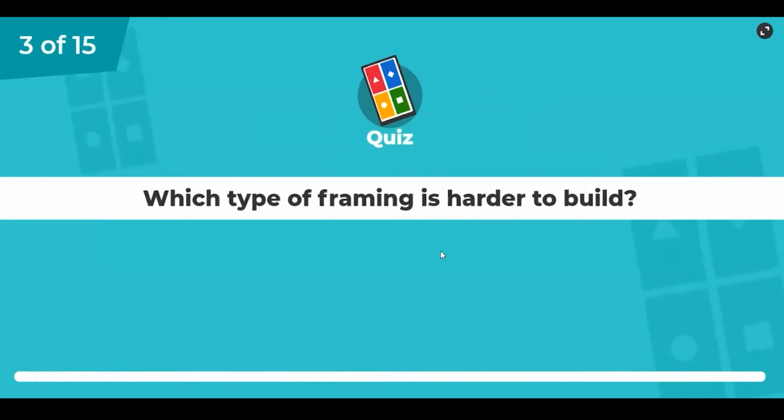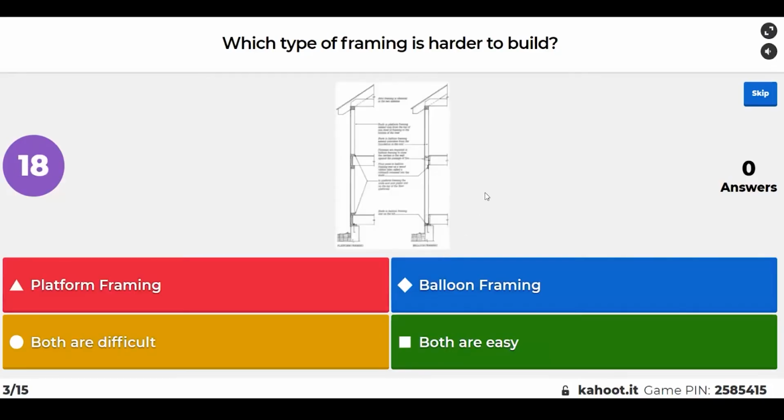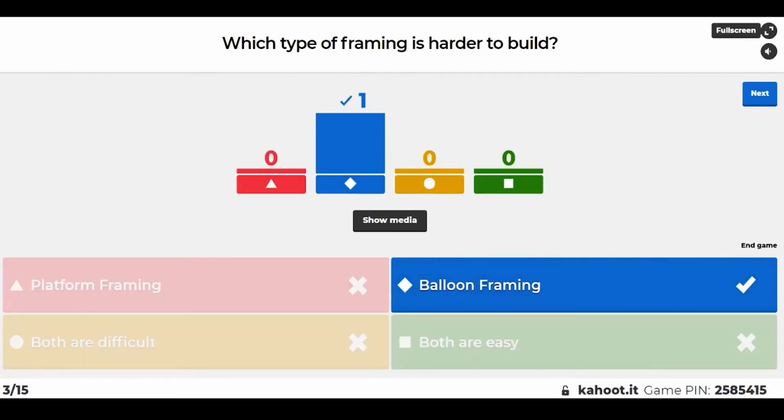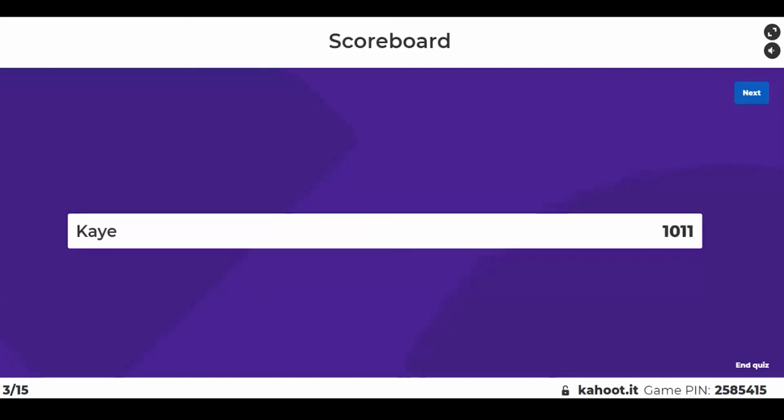Which type of framing is harder to build? Oh, I think I remember her saying that for the balloon framing, you have to get the measurements, and it has a very intricate way of connecting the floor slabs to the studs. So I think it's the balloon. Yeah, you're right, because there's a lot of connections required for that to work at the wall.